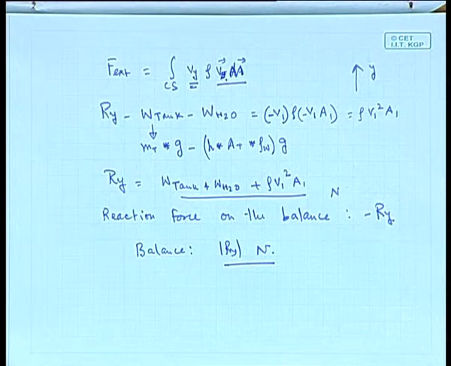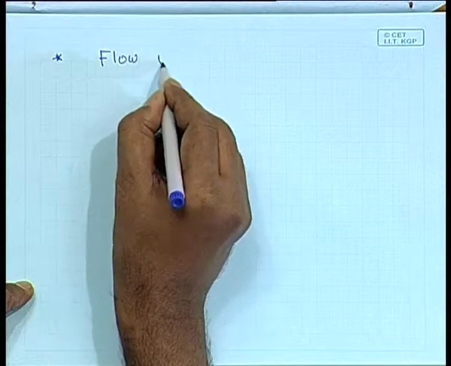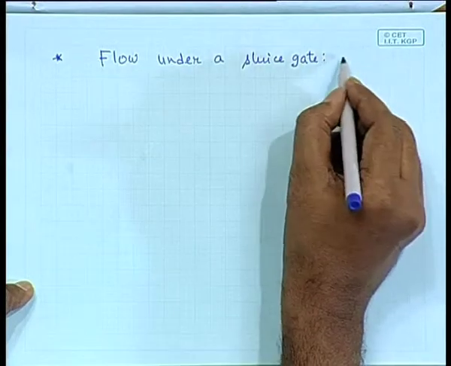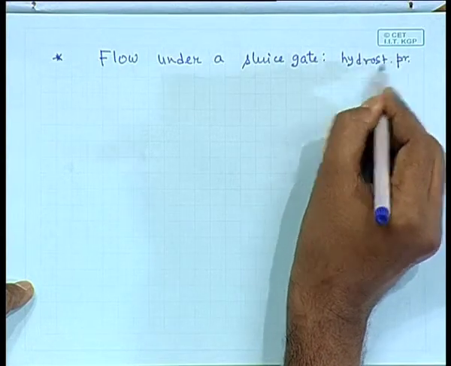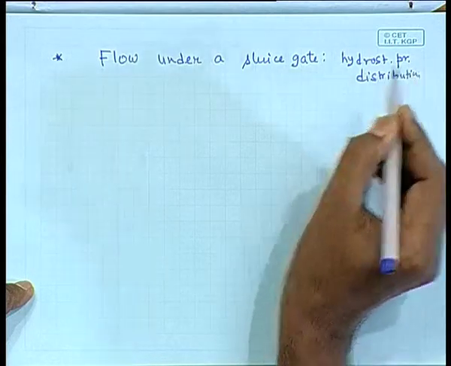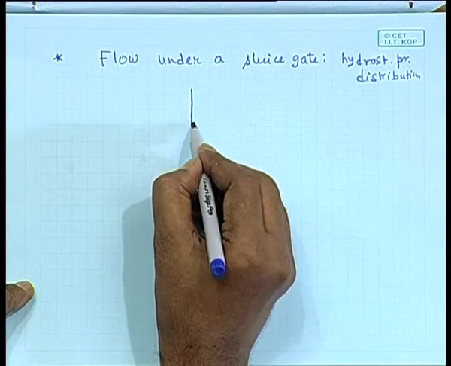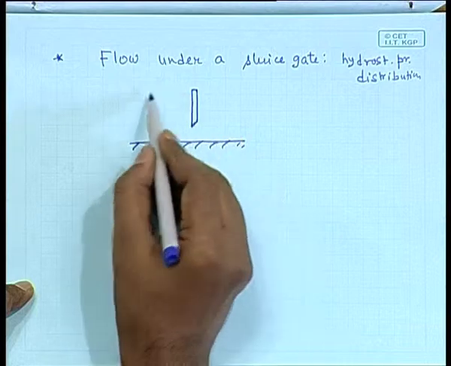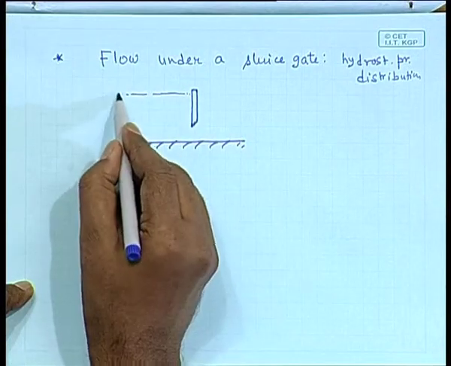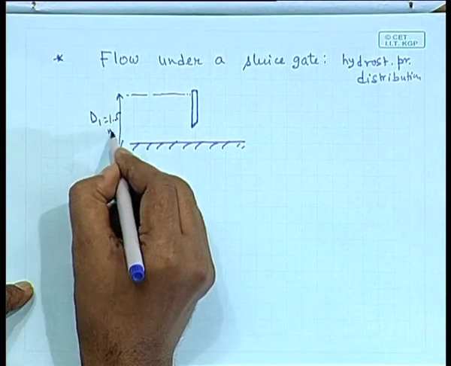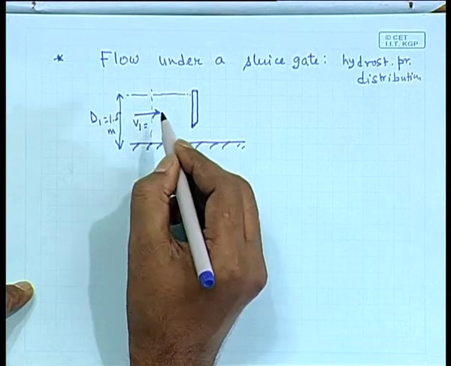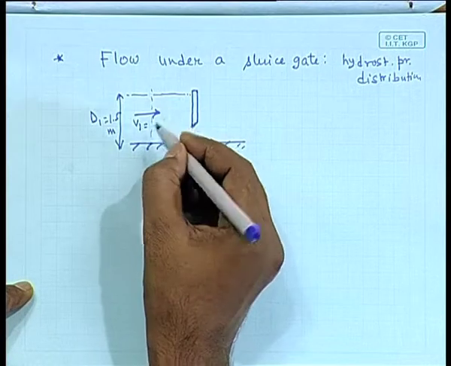Then I have another problem of flow under a sluice gate. And the pressure distribution is given by the hydrostatic pressure, rho gh. The situation is something like this. You have a sluice gate, you have a gate, okay, you have ground somewhere here, and in the upstream you have water level up to this height, and this distance is, let us say, 1.5 meter. At any cross section in the upstream, the water velocity is uniform and it is given as 0.2 meter per second.